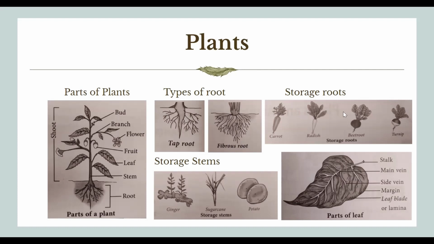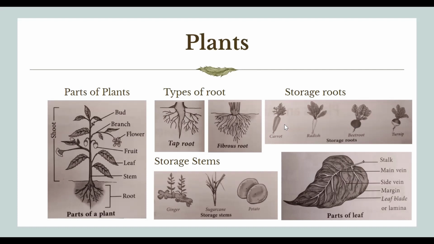Now we have storage roots. What happens in storage roots? Carrot, radish, beetroot, turnip. You eat all these things, right? Carrot we can eat raw also. We can make gajar ka halwa. Yeah, ma'am. Radish paratha, your mothers make. Beetroot is very good for our health. We eat it as salads. See, these roots are storage roots.